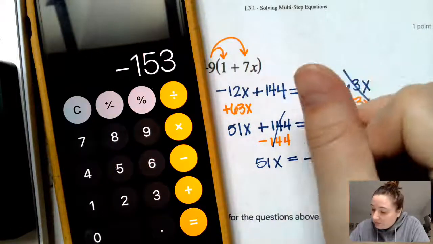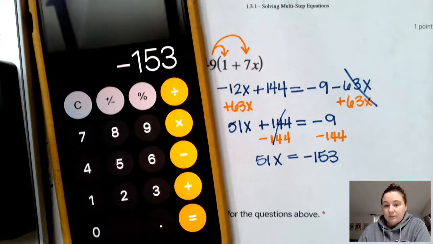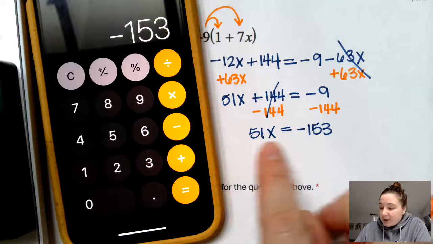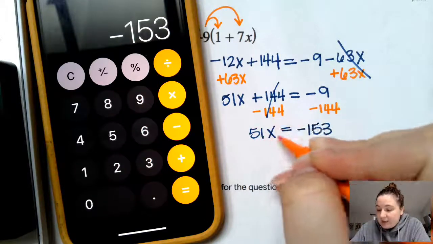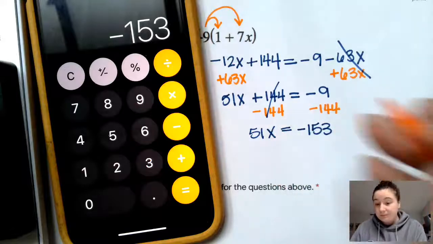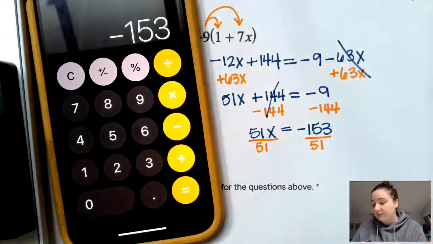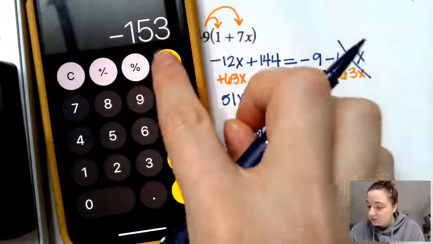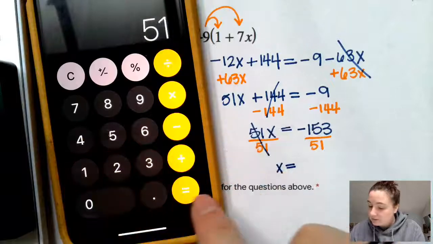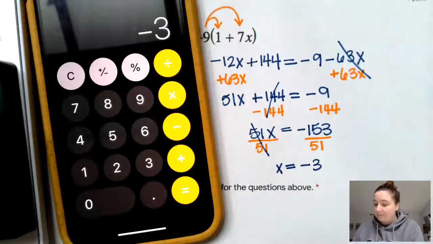And so now if I'm trying to get the x by itself, I want to identify that this is multiplication, and to undo that we use division. So we're left with x equals negative 3. Check to see if that was an answer, and it is. So this should be our final answer. I hope that helped you.